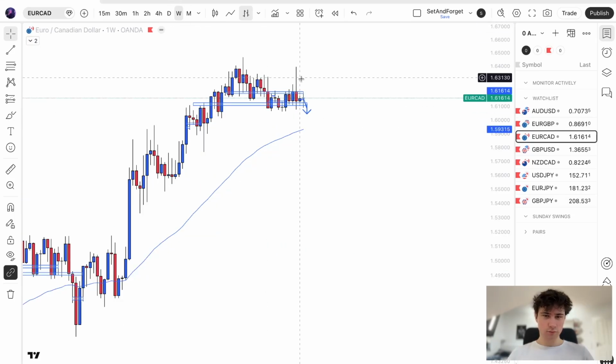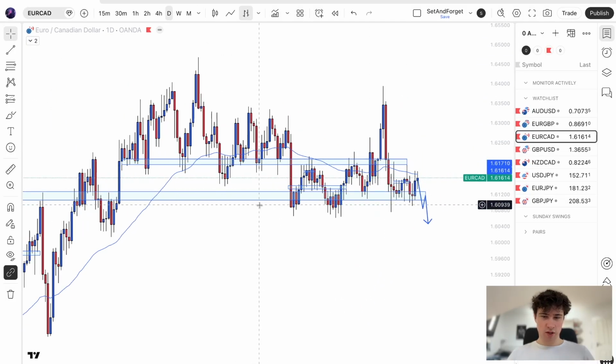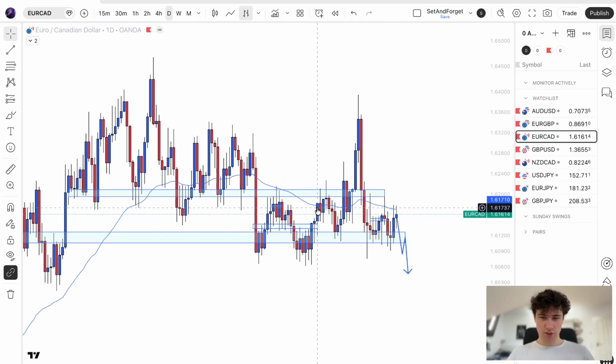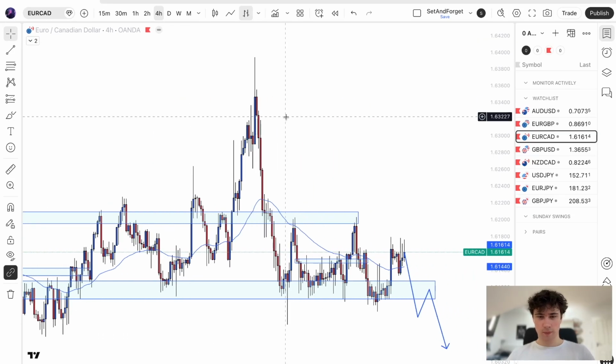EUR-CAD. It is a bit choppy on the weekly chart, but if we break below this area of interest on the daily, which is a super strong area of interest, we would need a real break because we have some choppiness in there as well. So we would need a real break, then have a retest, and then we could take the trade to the downside. But it does look good.